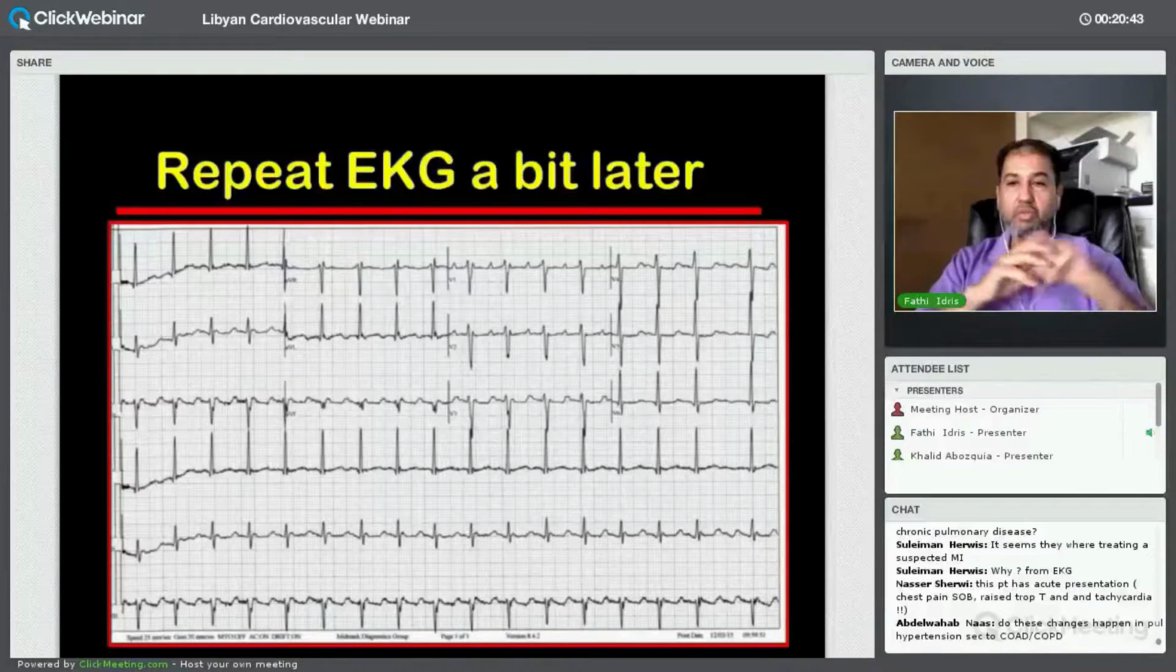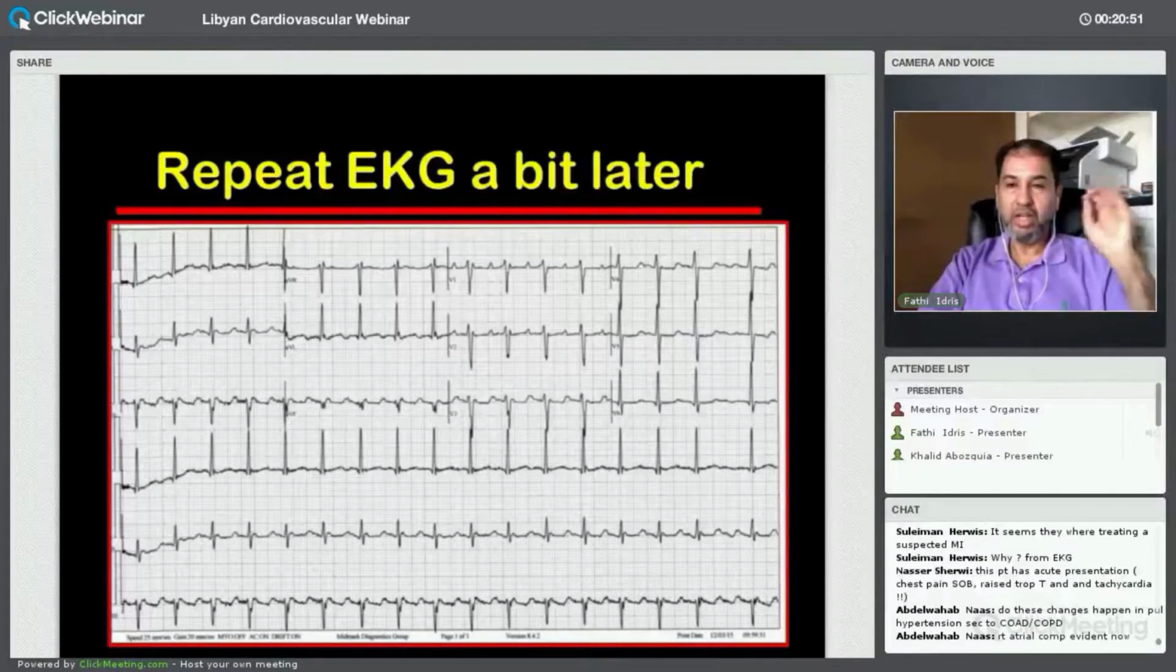So we requested a double voltage EKG. So let's remember this. If you don't see a good P wave, you have to look and find out where the P wave is and what it looks like. And this is how you can reach a correct rhythm diagnosis.